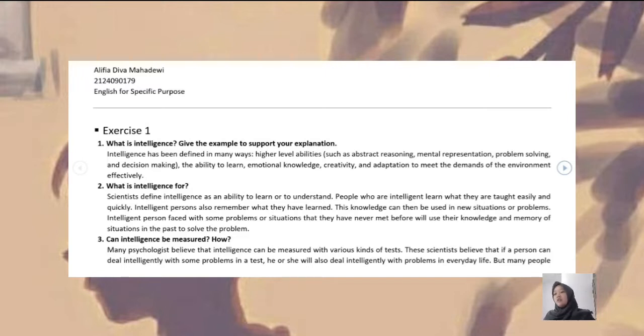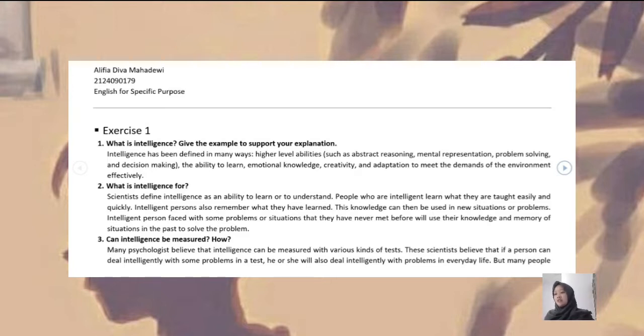Exercise 1. What is intelligence? Give an example to support your explanation. Intelligence has been defined in many ways. Higher level abilities such as abstract reasoning, mental representation, problem solving, and decision making. The ability to learn, emotional knowledge, creativity, and adaptation to meet the demands of the environment effectively.